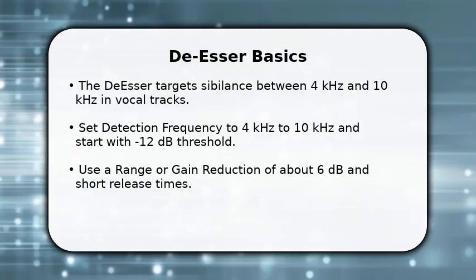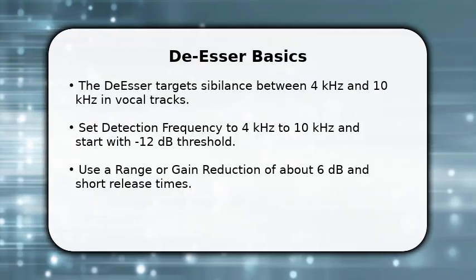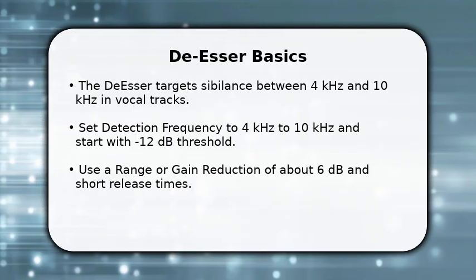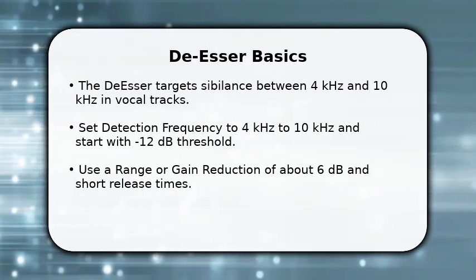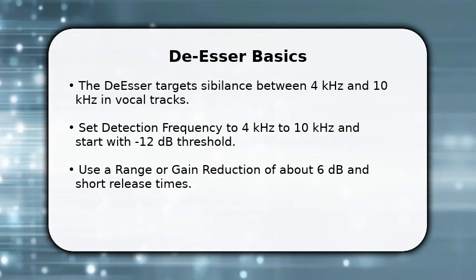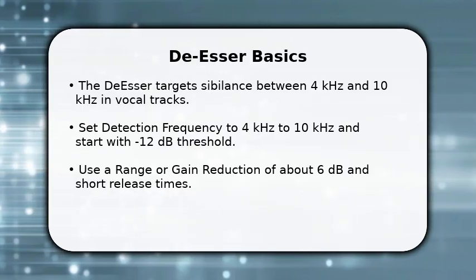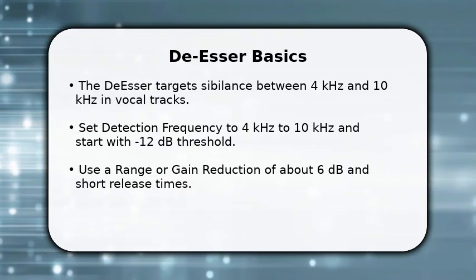A de esser reduces harsh sibilant energy on recorded vocals and dialogue. Insert Logic Pro's de esser plugin on your vocal channel to begin. The de esser targets sibilants between 4 kHz and 10 kHz in most cases.